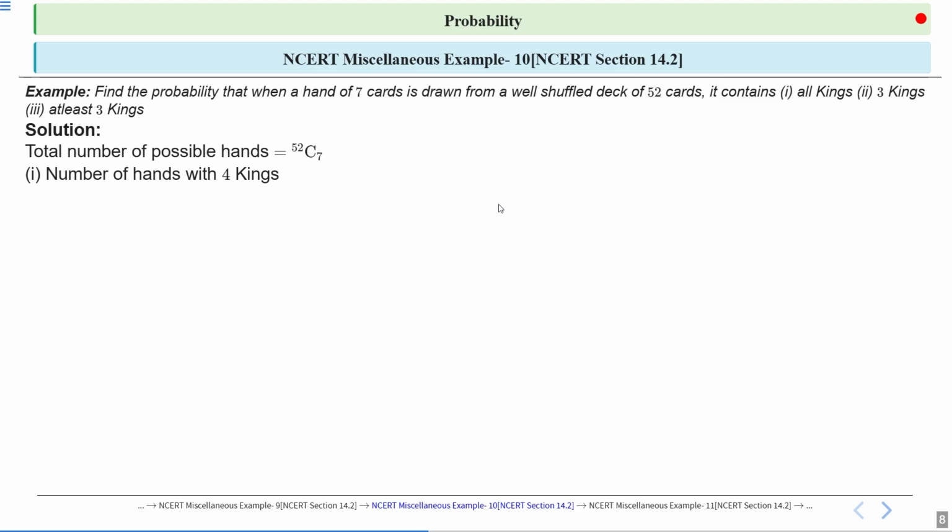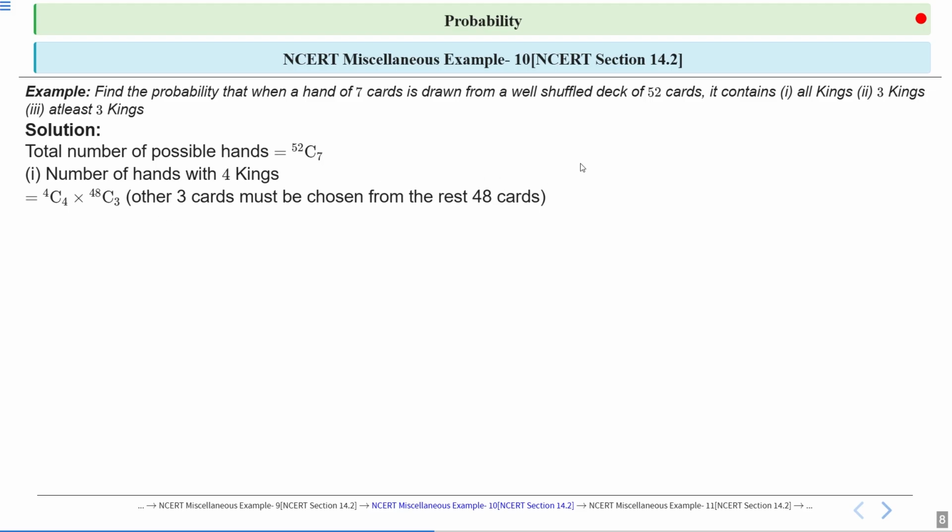And now we will find the probability that when a hand of 7 cards is drawn from a well shuffled deck of 52 cards, it contains all kings, meaning it contains 4 kings. So in how many ways can you draw 4 kings? Here you have 4 kings, so out of 4 kings you have to draw 4 cards, and the other 3 cards must be chosen from the remaining 48 cards. So the number of hands with 4 kings is 4C4 multiplied by 48C3.